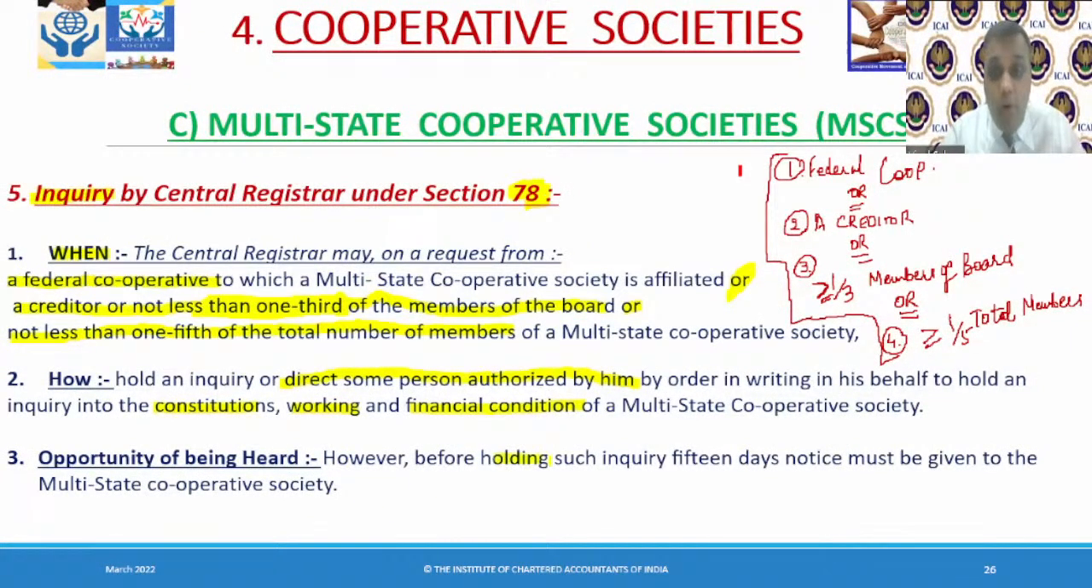However, before holding such an inquiry, I hope everybody is clear with the meaning of inquiry, 15 days notice must be given to the multi-state cooperative society. Principle of equity and justice, opportunity of being heard: why should we not conduct an inquiry upon you? 15 days notice should be given to the multi-state cooperative society, at least a gap of 15 days, to conduct the inquiry. They should be given an opportunity of being heard.